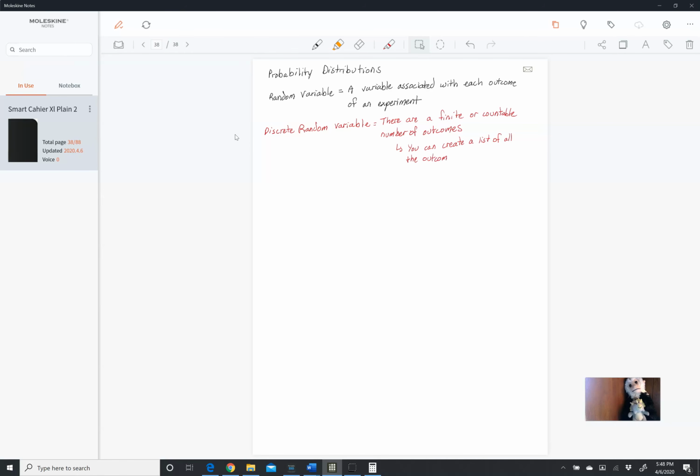If you remember from before, we also talked about continuous data. So we have continuous random variables as well. About the data not being countable. Well, here we have an uncountable number of outcomes.